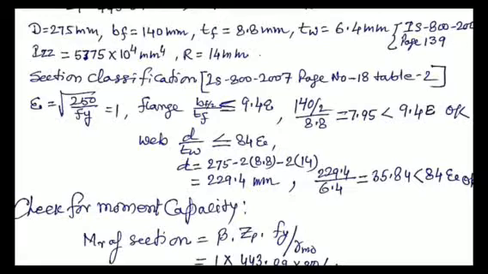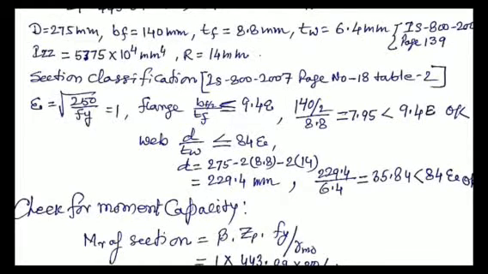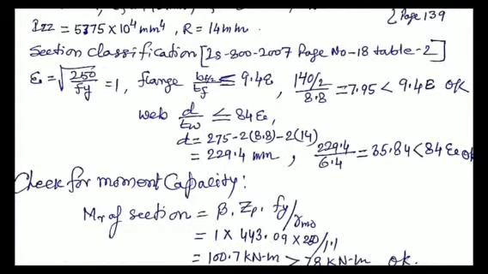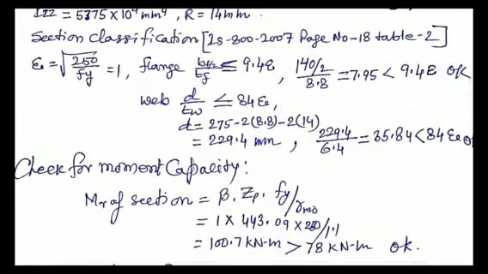The flange ratio, Bf by 2 divided by Bt, should be equal to or less than 9.4 epsilon. Finding out the ratio, Bf by 2 divided by Bt comes out to be 7.95, which is less than 9.4 epsilon. Hence it's okay.